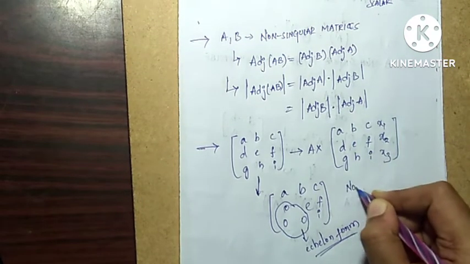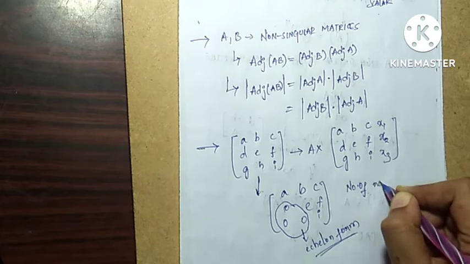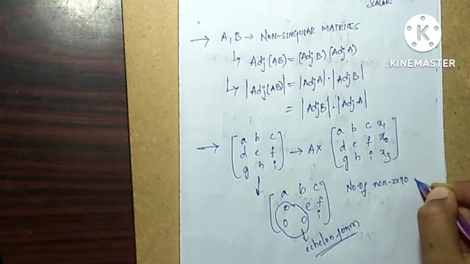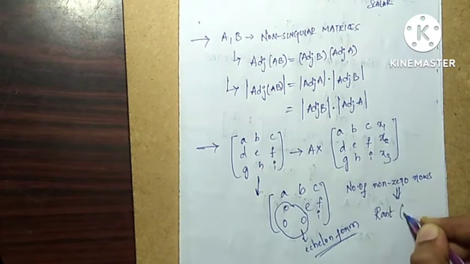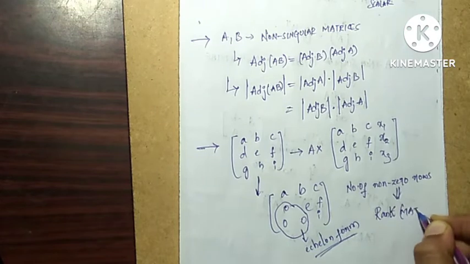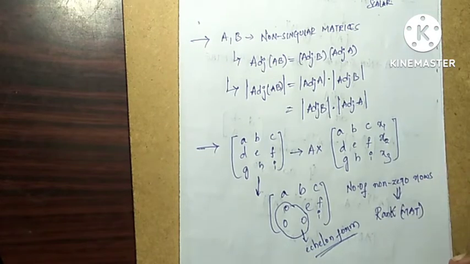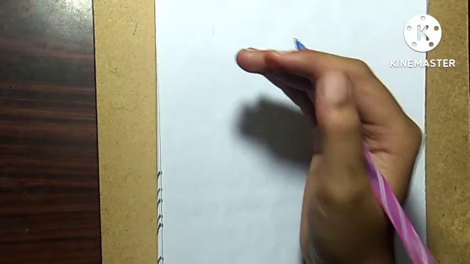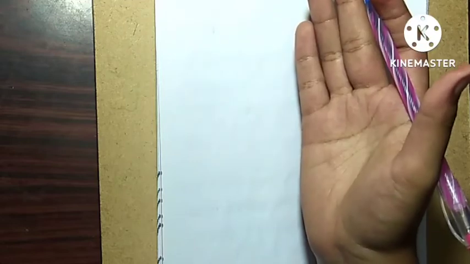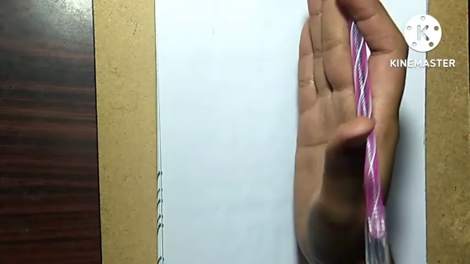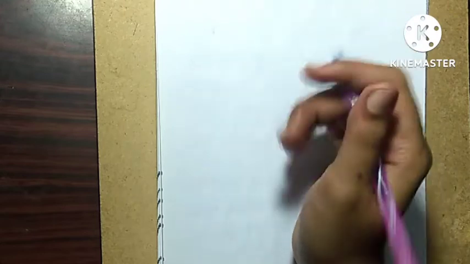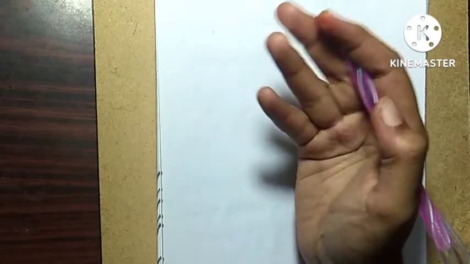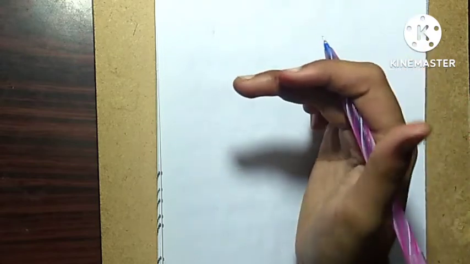Next, the number of non-zero rows is equal to the rank of a matrix. What is the point? The number of non-zero rows is equal to the rank of a matrix. This matters a lot. Then another important point is that the system of equations AX equals B is consistent if the coefficient matrix A and the augmented matrix K are of the same rank. This condition is not much important, but let's do it.